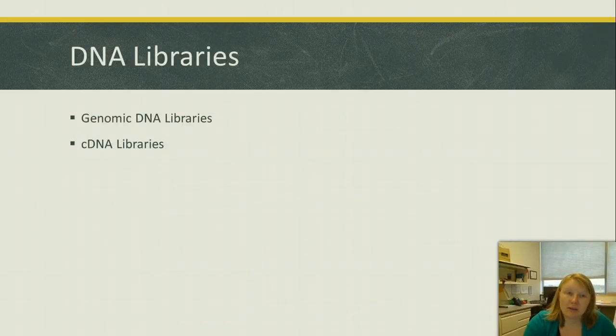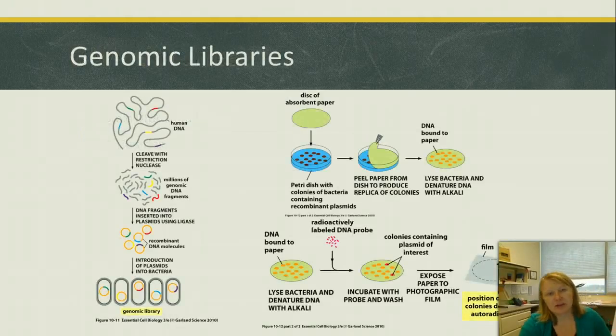So now let's talk about DNA libraries. There are 2 main types of DNA libraries. There's the genomic DNA library and the cDNA libraries. C stands for complementary, and we're going to talk about that a little bit in these next couple slides. So let's talk about genomic libraries.